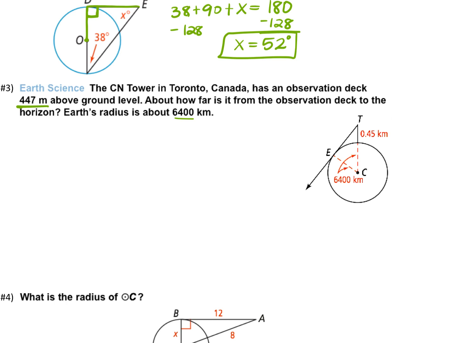Oh, so they converted this already for you. Yep. This 447, they kind of rounded. This is your observation deck. So they made it 0.45 kilometers. They rounded that. So if we know all of this information, the question they're really asking you is, what is TE? What is this length?